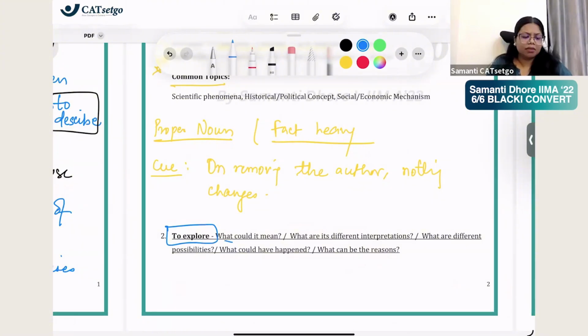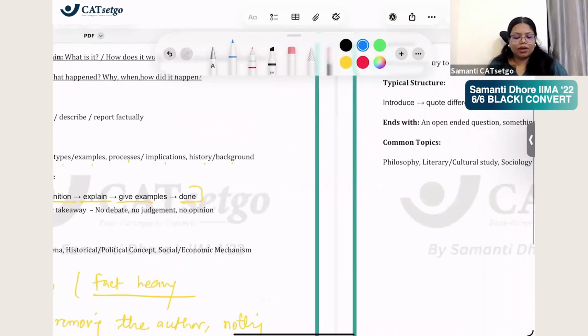What could something mean? Christopher Nolan, back again in the scene. He makes movies which are open for interpretation. Right? What could something mean? What are its different interpretations? What are different possibilities? What could have happened? What can be the reasons? You were just wondering. There's a lot of wondering here, right? What could it be? Those kinds of passages are exploratory passages.